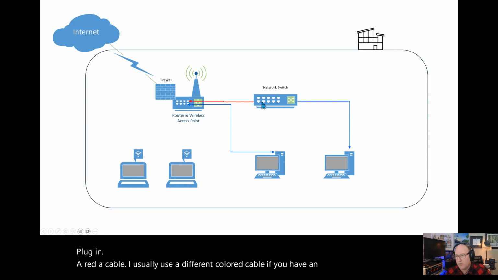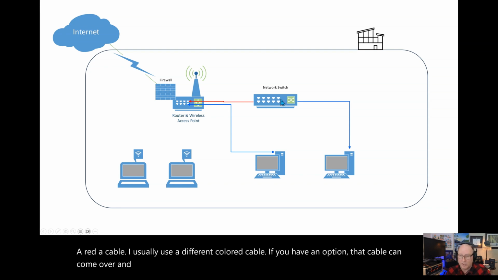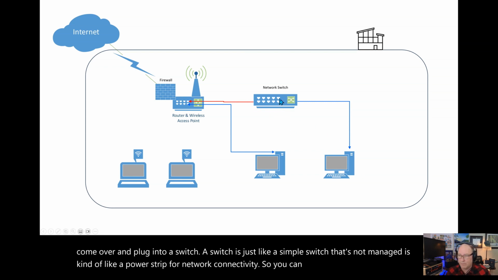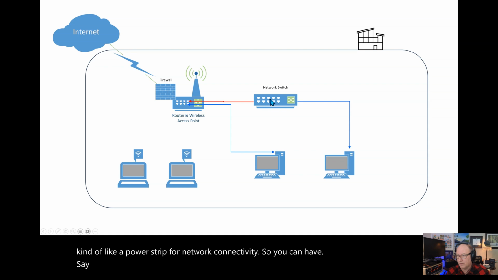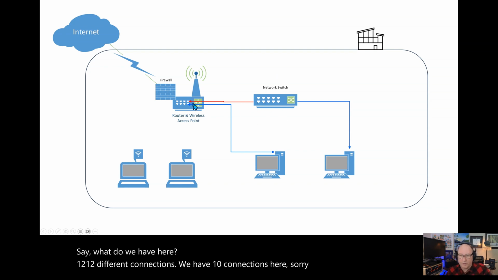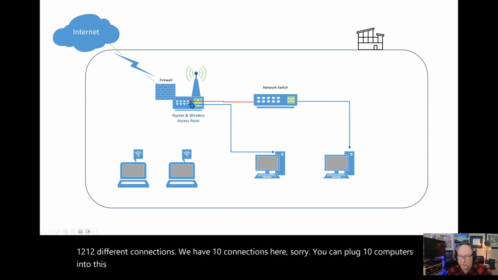That cable can come over and plug into a switch. A simple switch that's not managed is kind of like a power strip for network connectivity. So you could have, say, what do we have here? 12 different connections. No, we have 10 connections here, sorry. You could plug 10 computers into this, and they'll all communicate to the router and get out to the internet using this switch. So that's a very common setup that you'll see.